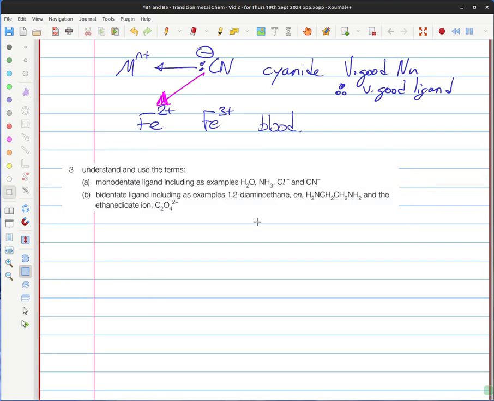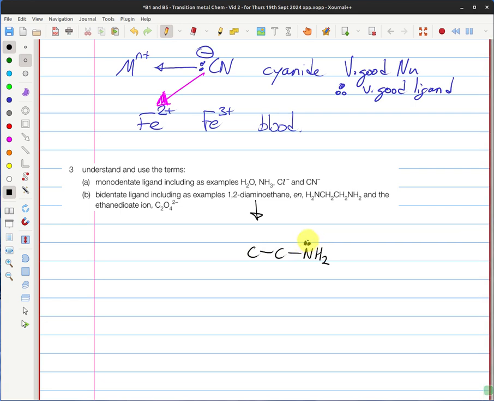Okay. We have some quite interesting molecules. I don't think we've seen this one before. 1,2-diaminoethane. So what does that look like? This molecule will appear in quite a few places in A2.